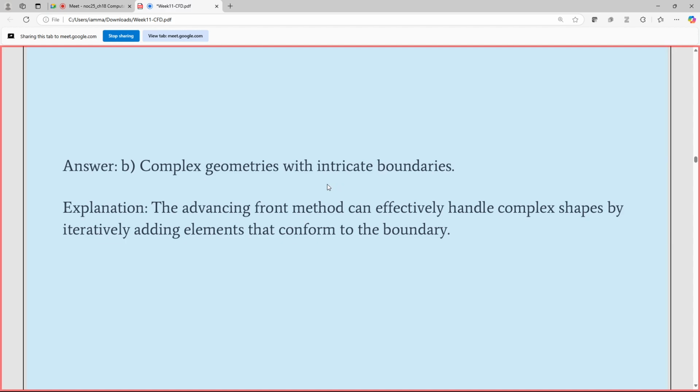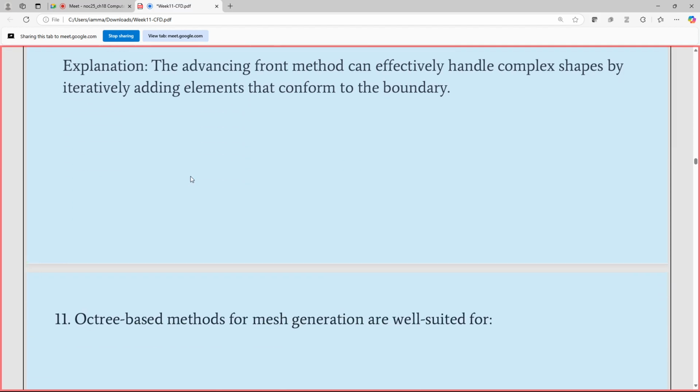Because when boundaries are intricate or very irregular, this type of method can effectively handle the variations of shape in the boundary and can conform, conform meaning it can create elements that are well suited to that particular boundary. Our answer is option B. Moving to next question.